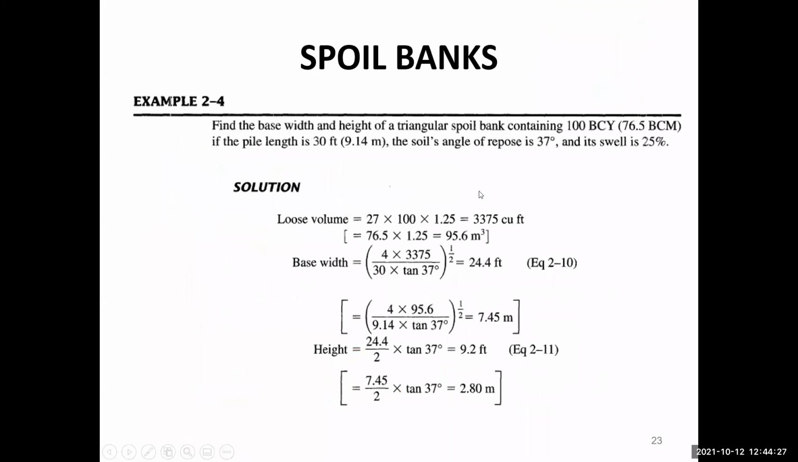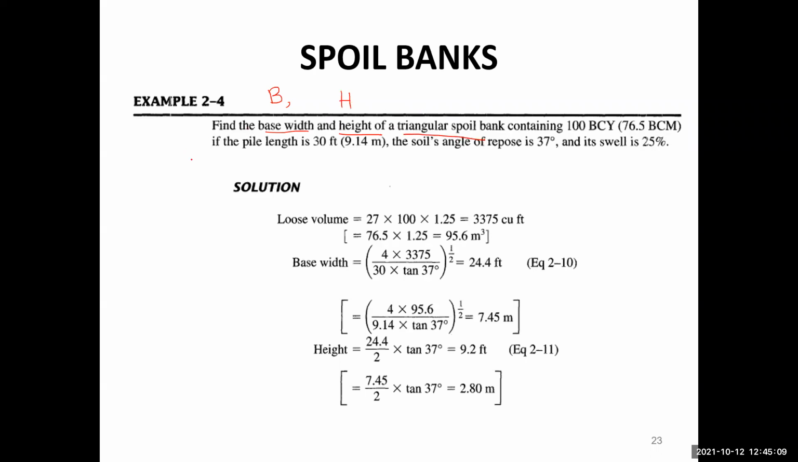Okay, so now we just have to apply these formulas to calculate the quantities. Find the base width and height of a triangular spoil bank containing 76.5 bank cubic meter if the pile length is 9.14 meter. If the soil's angle of repose is 37 degree and its swell is 25%. So what we have to find is the base width, that means we have to find B, and the height H of a triangular spoil bank.